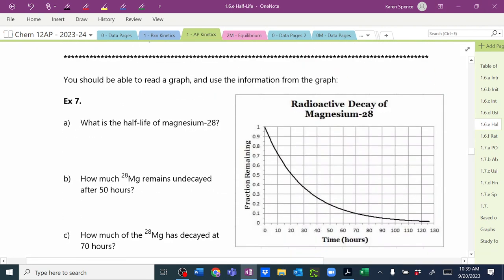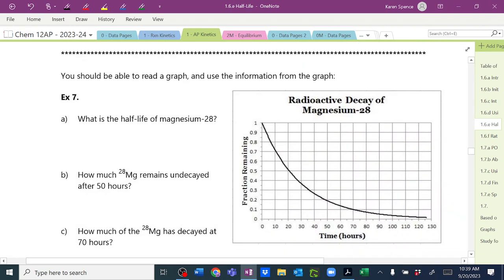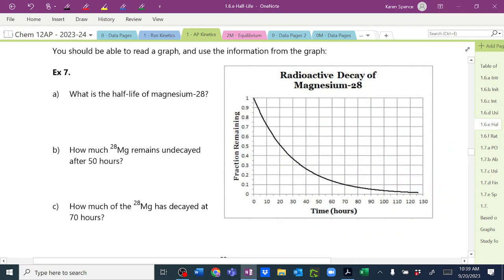Now, you should also be able to read a graph and use the information. So take a look at that graph there, example 7. What is the half-life of magnesium? Do those 3 questions, please.